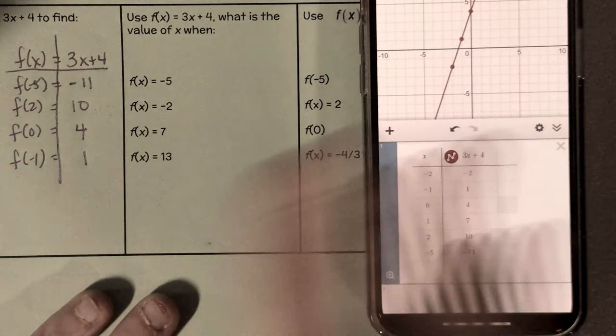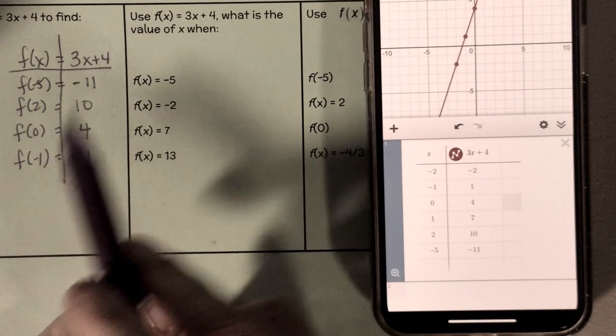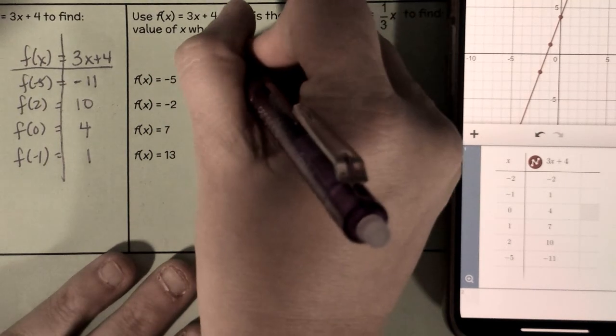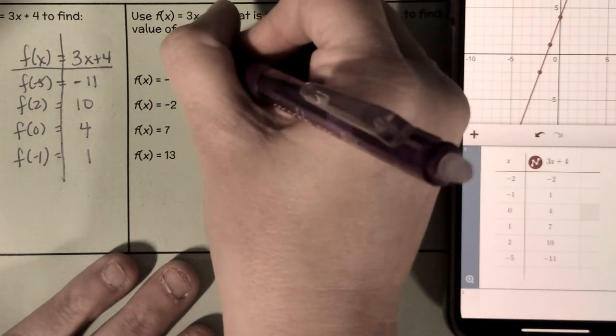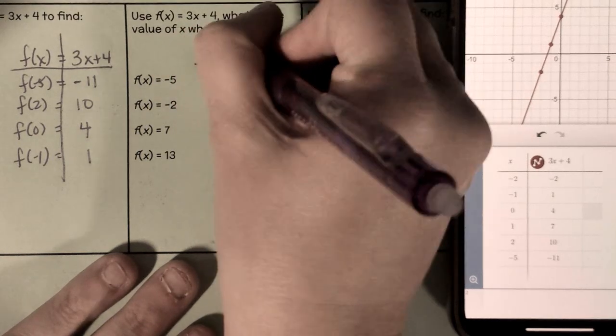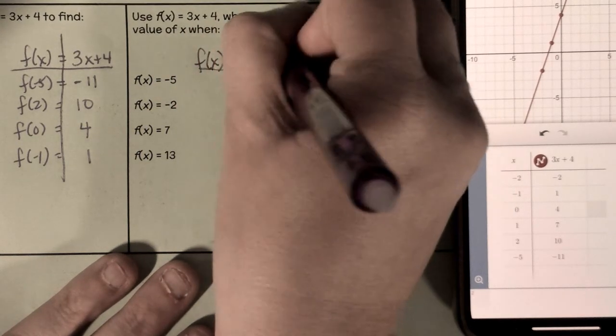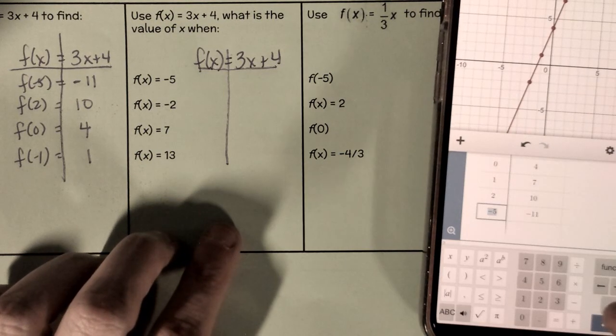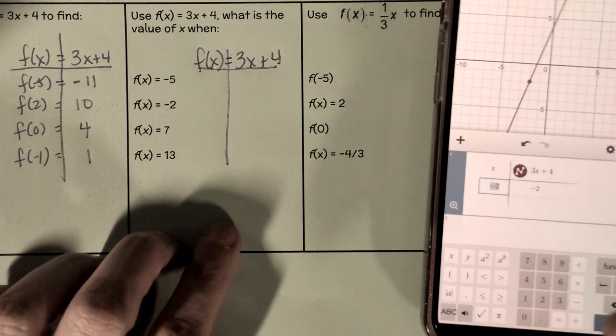Okay, so for this one, instead of giving me what's inside the parentheses, they gave me what's on the other side of the equal sign. Well, I'm going to handle it the same way, and it happens that in this case it's the same expression. Okay, so I still have my 3x plus 4. I'm going to delete some of this stuff to make it a little bit easier for me to do what I want to do here.